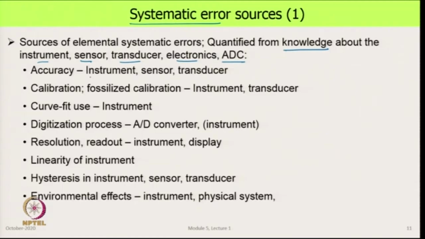So, accuracy issues come up with the instrument itself. If you are using a sensor and doing something else, we have to look at the sensor accuracy. Transducer, you will have the accuracy of the transducer. So, depending on how the instrumentation system is set up, we could have one or more of these. Most of the cases we will just have the instrument, in which case we only talk about the accuracy of the instrument.